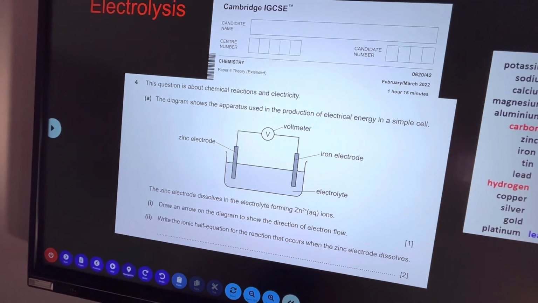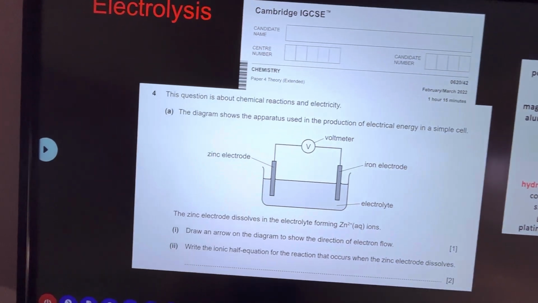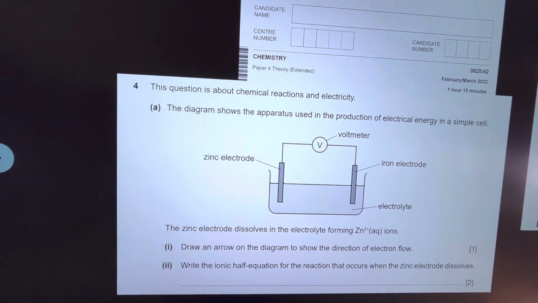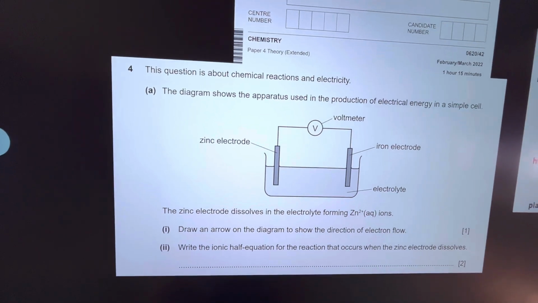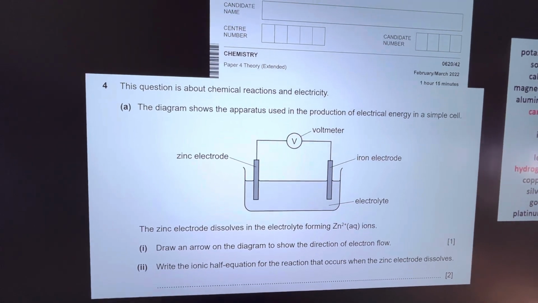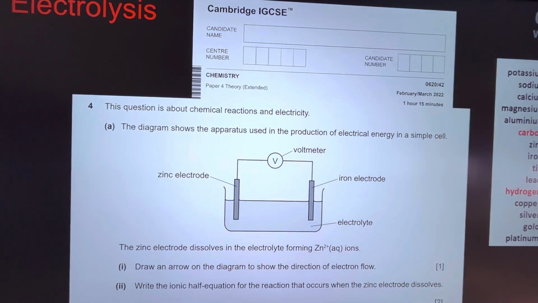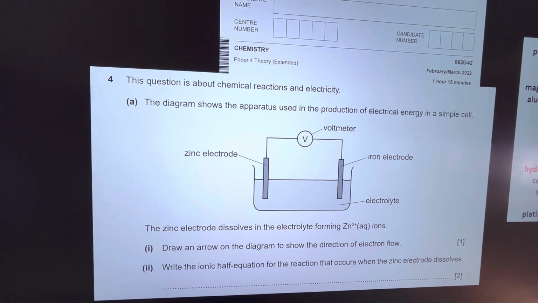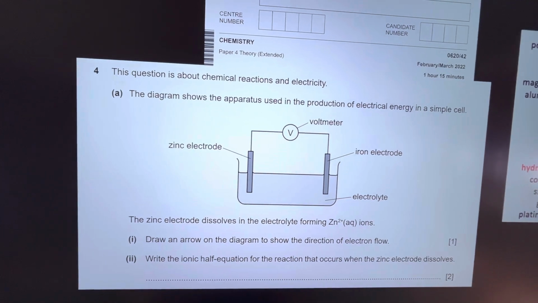The questions are very simple. Electrolysis is the process where we break down a molten ionic compound. Sometimes we take a concentrated solution also. Now question 4 carries 13 marks. This is from your Feb/March 2022 paper. This question is about chemical reactions and electricity. So we can start with question number 4.